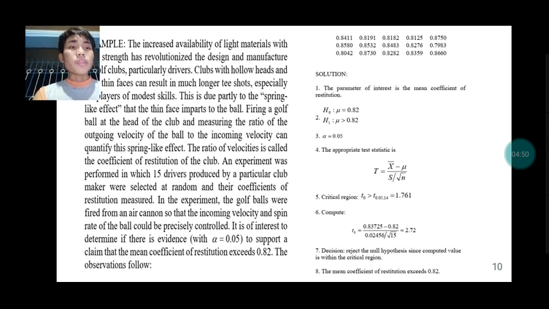The parameter of interest is the mean coefficient of restitution. We have the null hypothesis and the alternative hypothesis. Significance level 0.05. For the appropriate test statistic, we have the formula, and we also have the critical region when we compute. Then make a decision: we reject the null hypothesis since the computed value is within the critical region. So our conclusion: the mean coefficient of restitution exceeds 0.82.